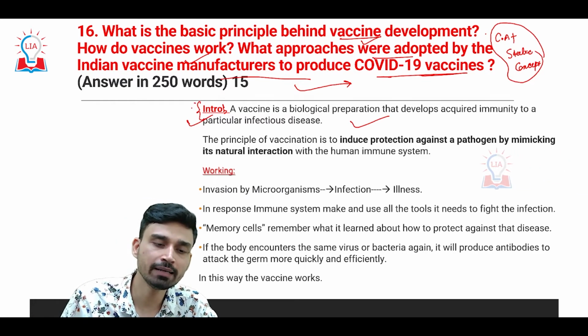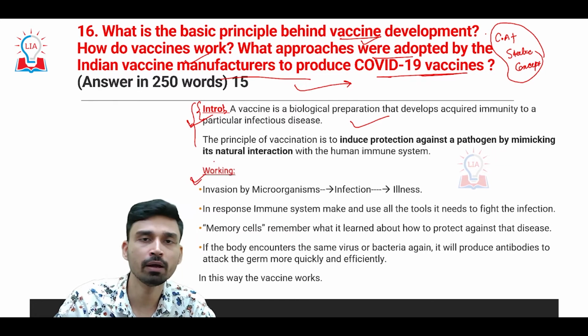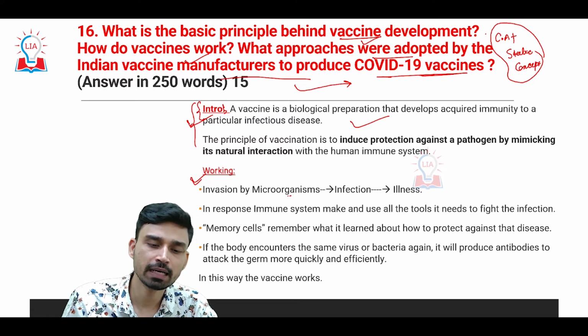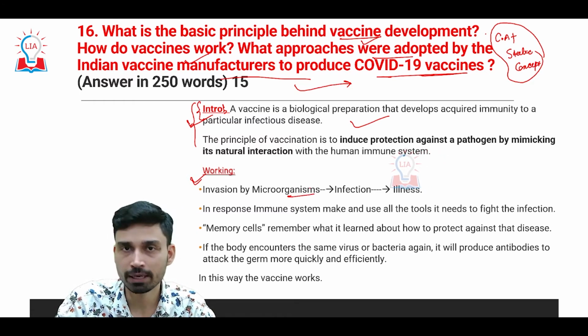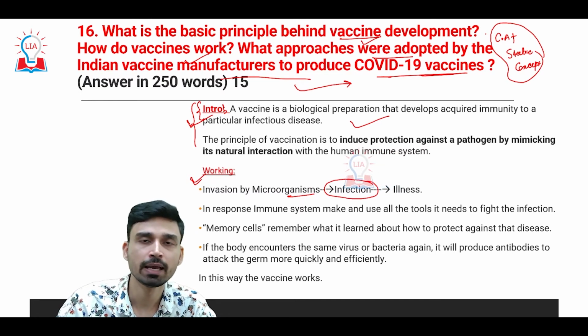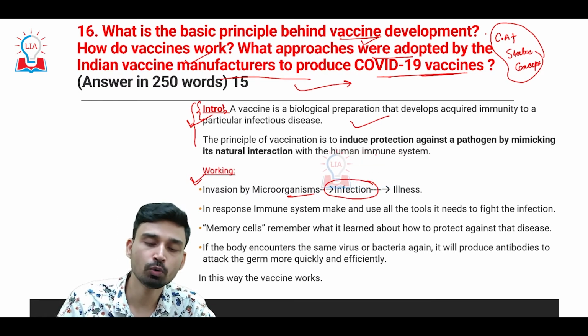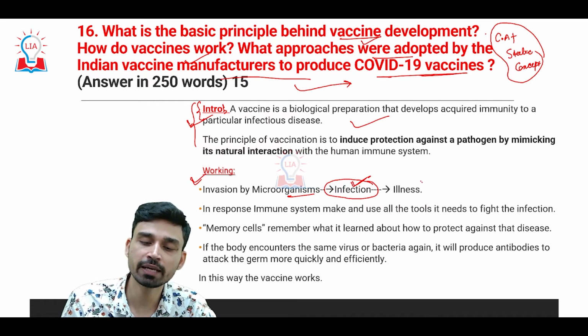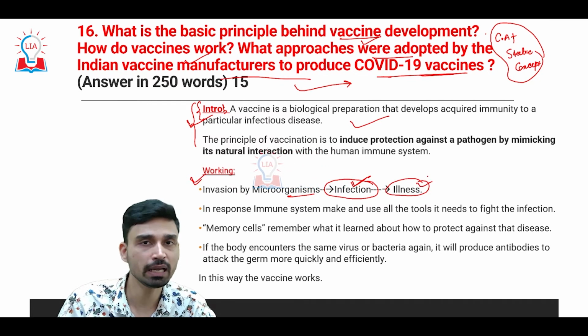Then after you write the introductory part, you can go on and talk about how the vaccines work. The simple logic is that when our body is invaded by microorganisms, their number gradually increases, and as they multiply and grow, we feel infected by these microorganisms. Once this infection takes root, our body undergoes the illness.